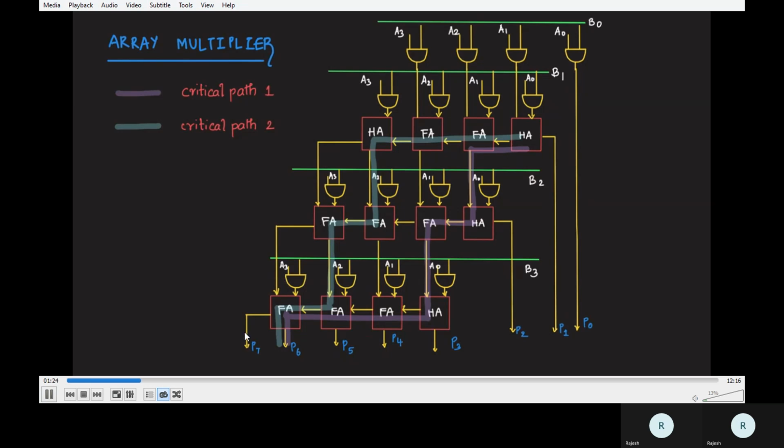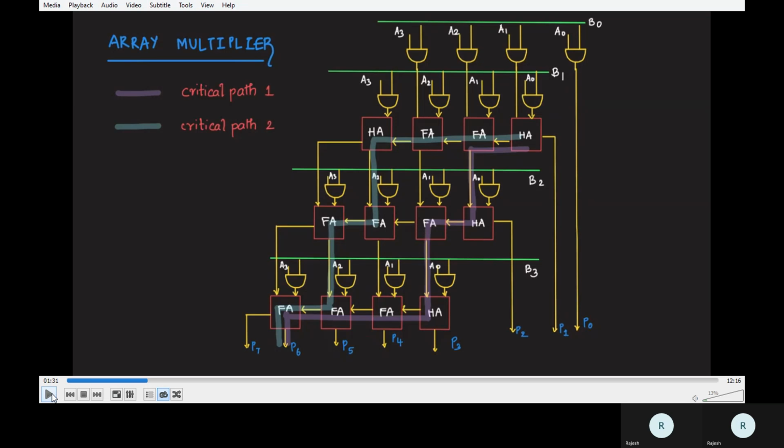So if you see here, we have a critical path represented as carry propagation through all the gates. There are two arrow indications, one in pink color and another in thick green color. If you enlarge the picture, you can analyze it. So that is a critical path.